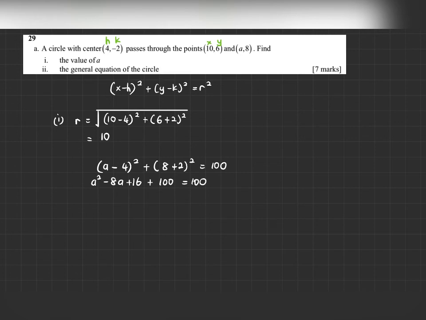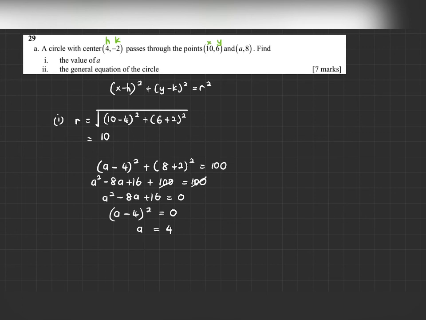So these two can be cancelled out because 100 minus 100 will be 0. So left with A square minus 8A plus 16 equals to 0. So here kita ada A minus 4 square equals to 0. Here we have A is equals to 4. So settle untuk part 1.